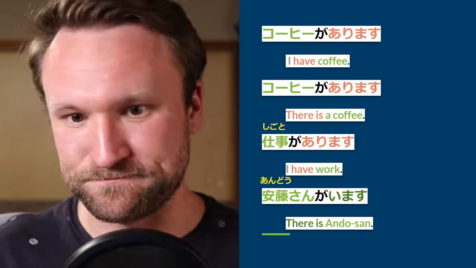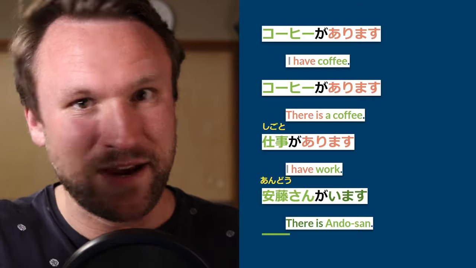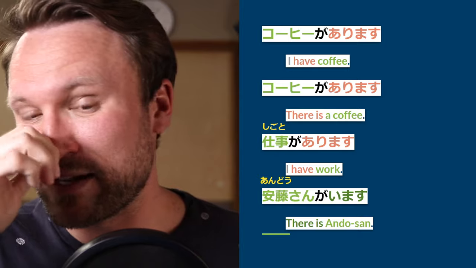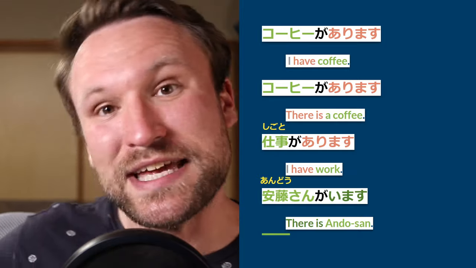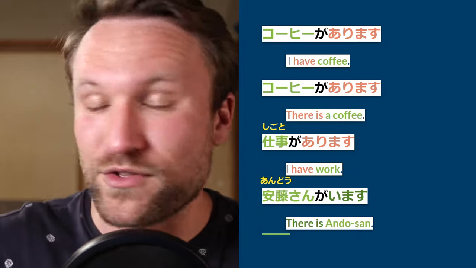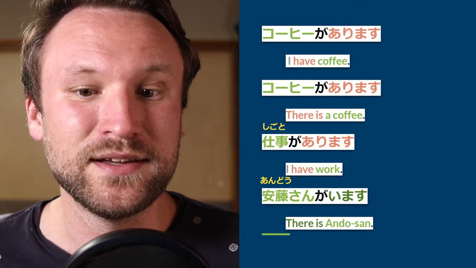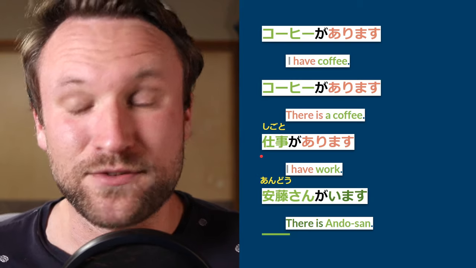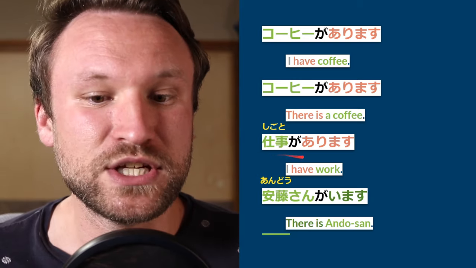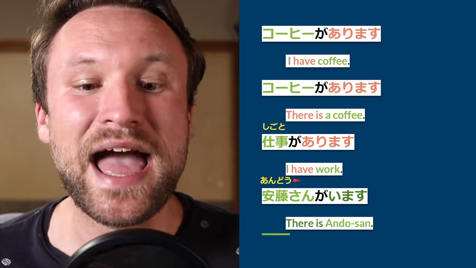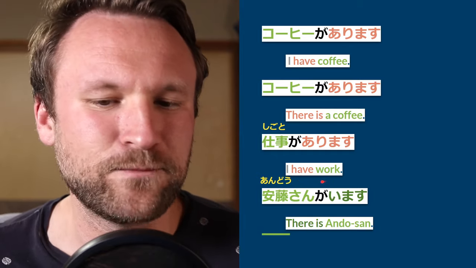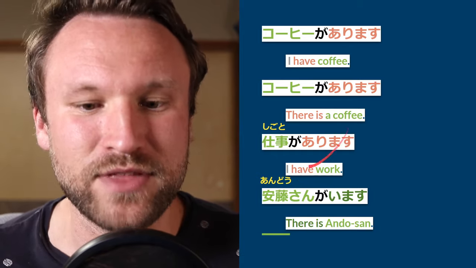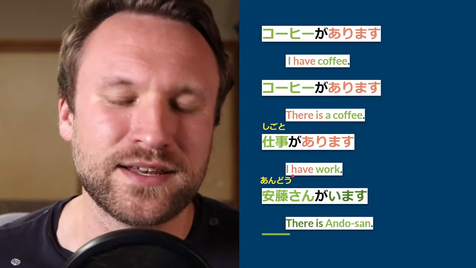So for example, I have coffee right here. I might say コーヒーがあります, but I could also say コーヒーがあります if there is coffee in the house somewhere, right? Or over there on the table, there is coffee. そこにコーヒーがあります. All right. Next is an event usage of あります. We have 仕事があります. I have work. Work would be like an event, right? So it works for all those things. I have, there is, and I have an event, work.